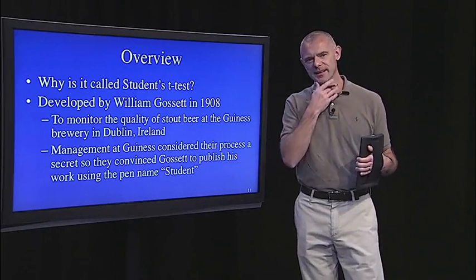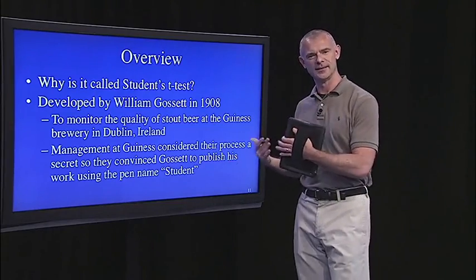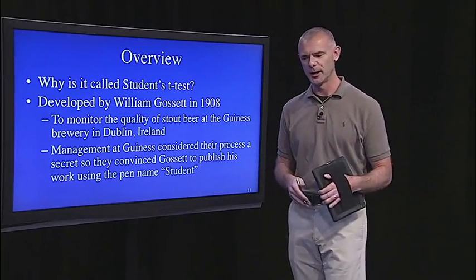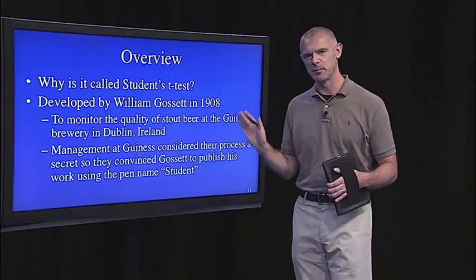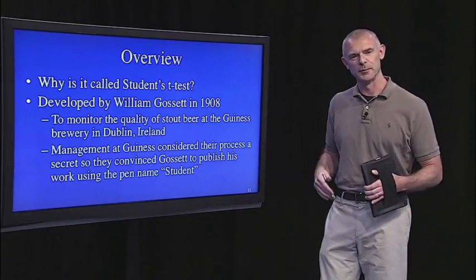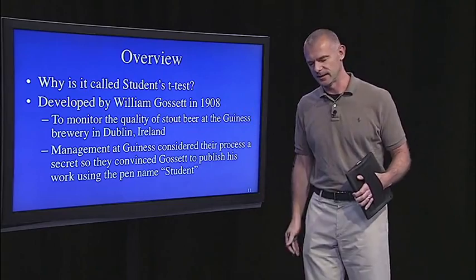But the management at Guinness considered their whole process a secret, including the statistical analysis behind monitoring the quality of stout. So they convinced Gosset to publish under a pen name, and he just used the name Student. So it became known as Student's t-test. But it's really Gosset's t-test.